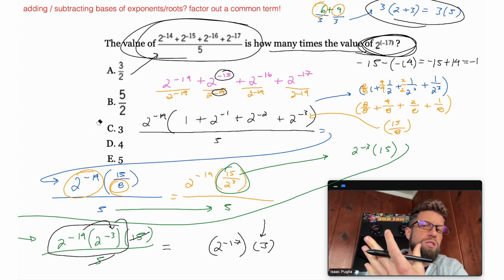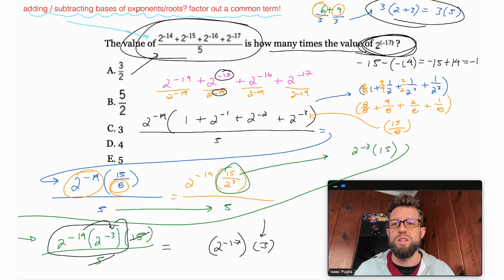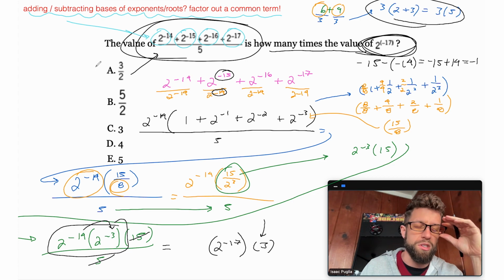So some reasons to like this particular solution path. I think it's the most intuitive out of the solution paths that I'm going to demonstrate to you right now. A good number of you are probably going to be able to look at this, recognize it's an example of this situation. I'm adding and subtracting bases of exponents and roots, and therefore I should factor out a common term. And then you'll probably be able to recognize that 2 to the 14th exists in each one of these terms. So that's what I would like about this solution.